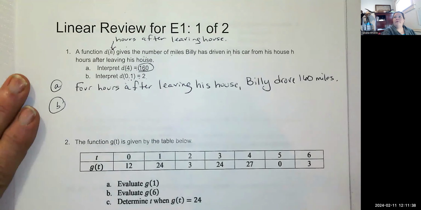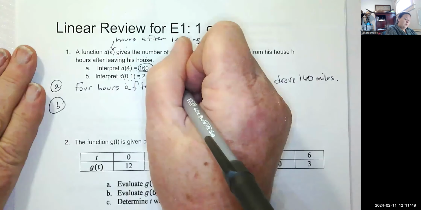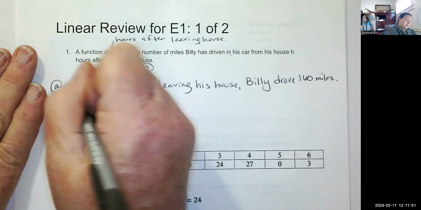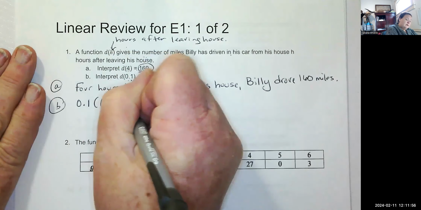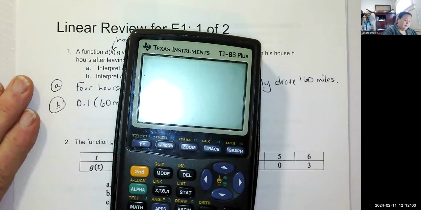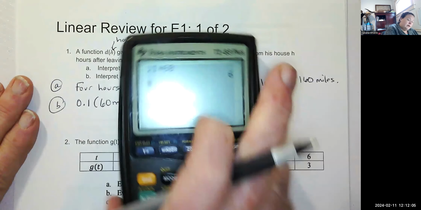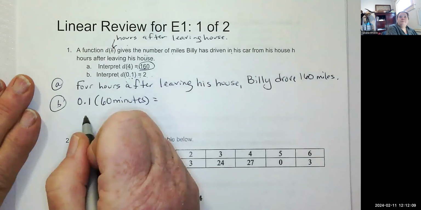So what's 0.1 of an hour? Well, we have to know that minutes make up an hour. And we have to know that there are 60 minutes in an hour. So you're going to go 0.1 times 60 minutes, and that's equal to, 0.1 times 60 is 6 minutes. So my interpretation here would be 6 minutes.